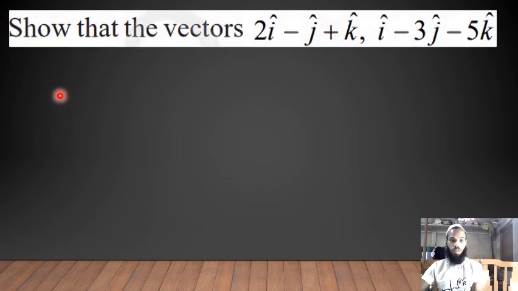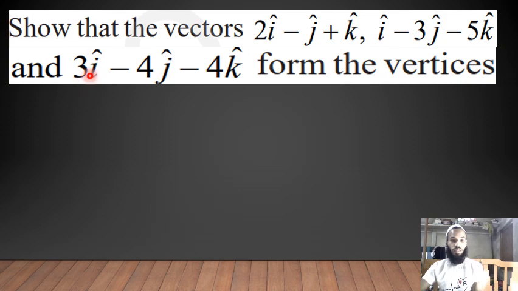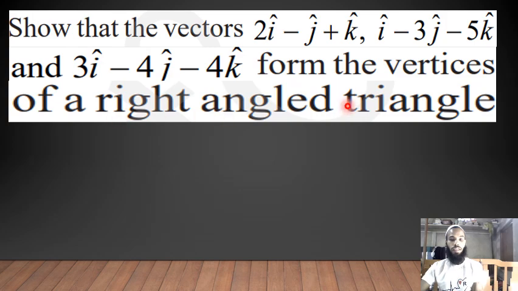Now the question is to show that the vectors 2i cap minus j cap plus k cap, i cap minus 3j cap minus 5k cap, and 3i cap minus 4j cap minus 4k cap are the vertices of a right angle triangle. We have to show that these three vectors form a right angle triangle.